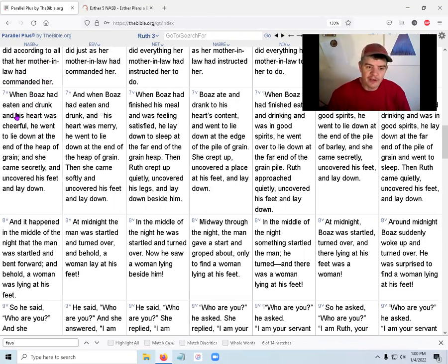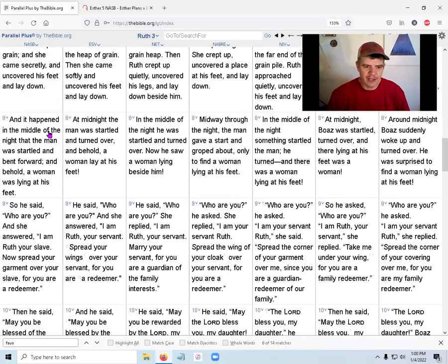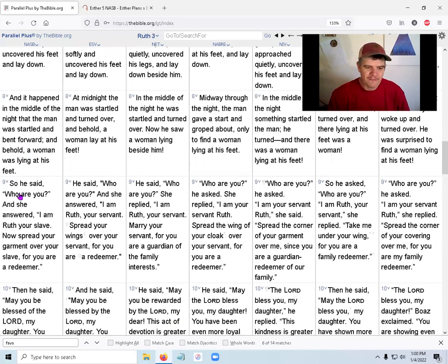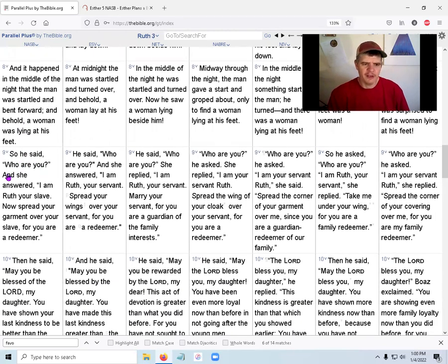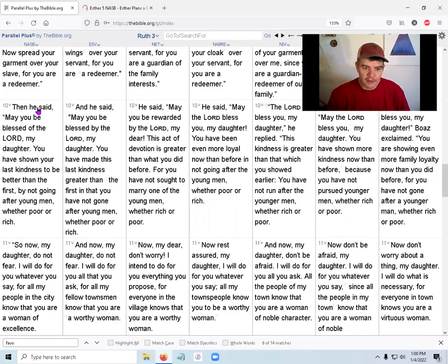When Boaz had eaten and drunk and his heart was cheerful with wine, he went to lie down at the end of the heap of grain. And she came secretly and uncovered his feet and lay down. And it happened in the middle of the night that the man was startled and bent forward. And behold, a young woman was lying at his feet. So he said, "Who are you?" And she answered, "I am Ruth, your slave. Now spread your garment over your slave, for you are a redeemer." Then he said, "May you be blessed of the Lord, my daughter."